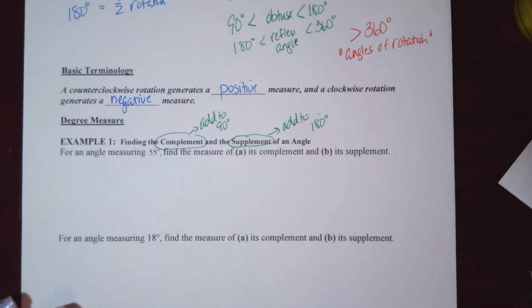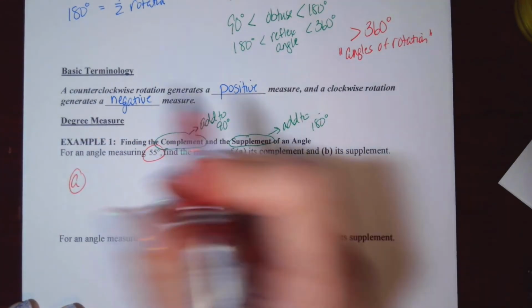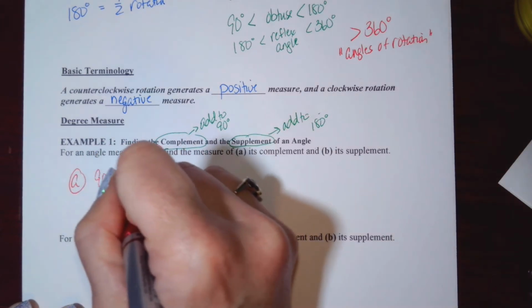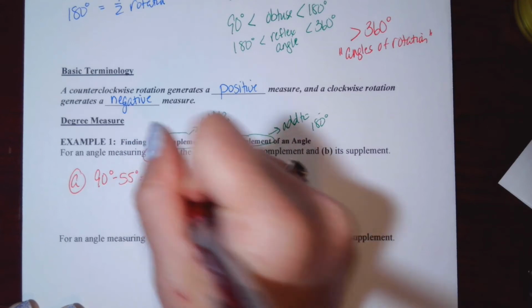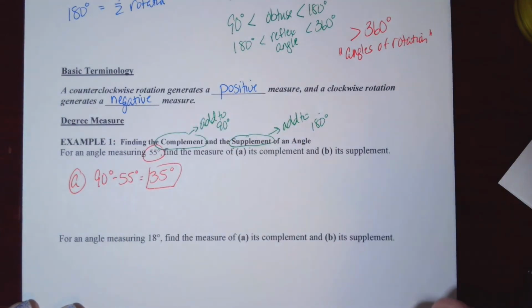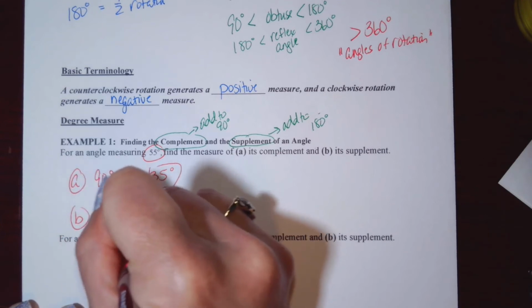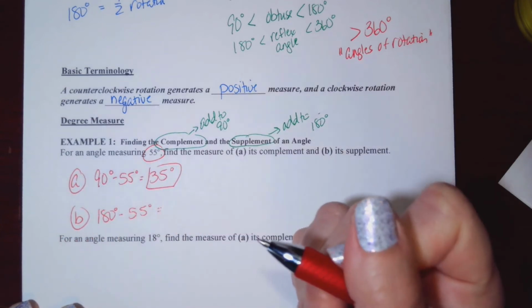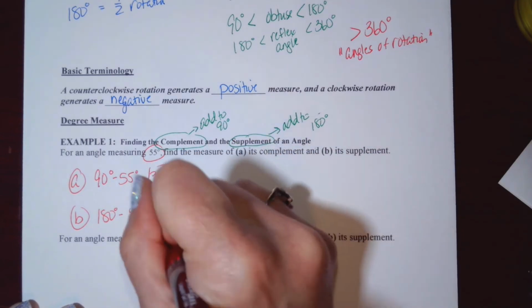Okay, so if I have an angle measuring 55 degrees, that angle and its complement together add to 90. So I can just do 90 minus 55. The measure of its complement is going to be 35 degrees. And the measure of its supplement is going to be the difference of that angle and 180. So in this case, it's going to be 125.